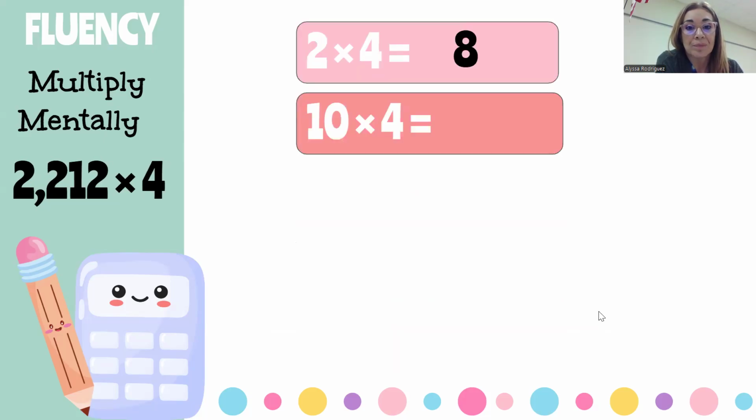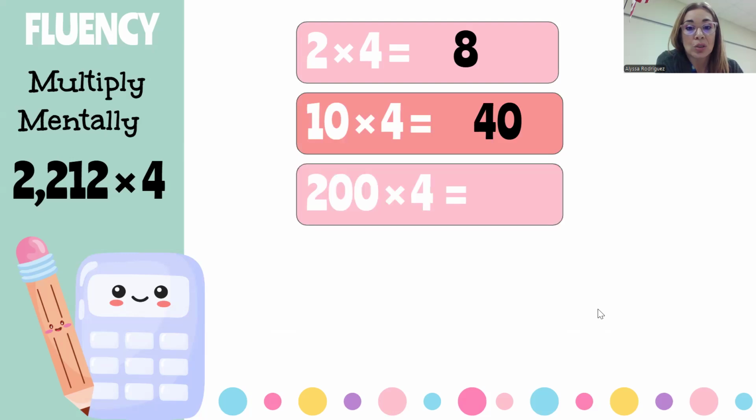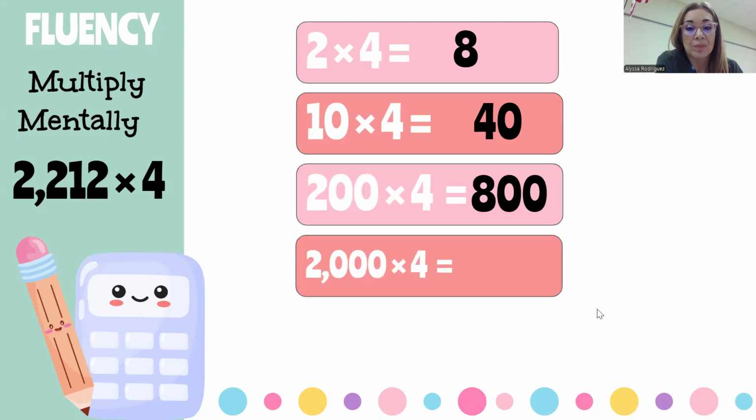2 times 4 is 8. 10 times 4 is 40. 200 times 4 is 800. 2,000 times 4, same thing. You can put as many zeros as you want. If you know what 2 times 4 is, put the 8, just add the same amount of zeros at the end.